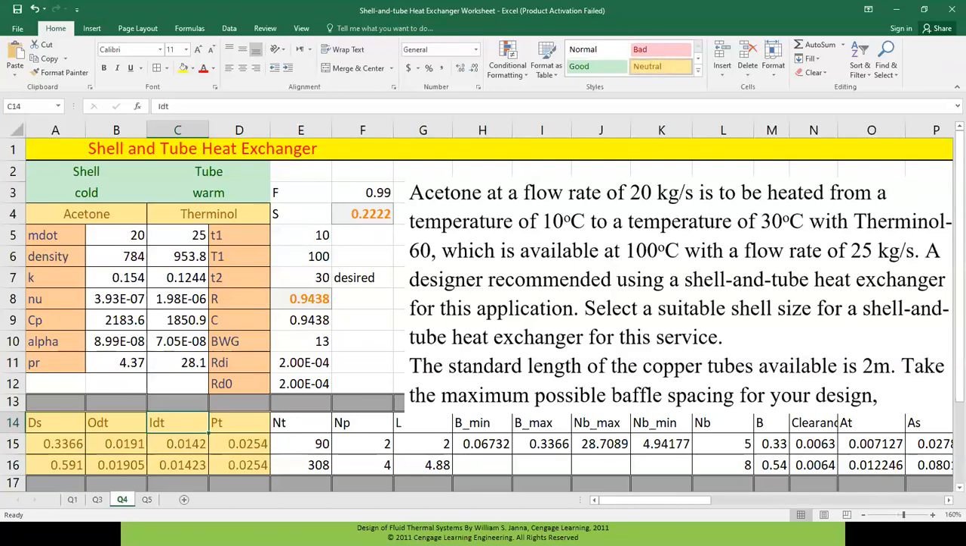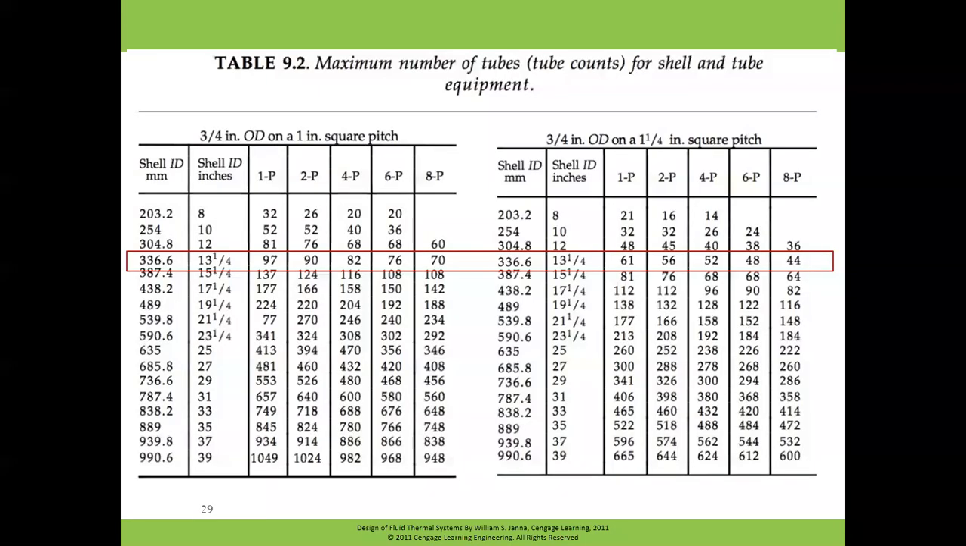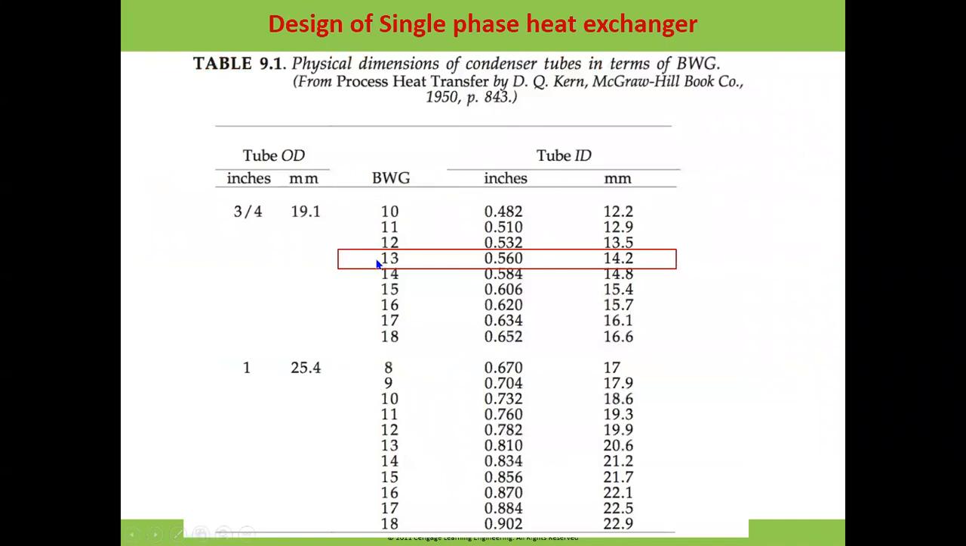For the inner diameter, we need to select the BWG. We need to choose the BWG. Here we have several BWG values, like this one for tube outer diameter of 3/4 inch, and this one for when the tube outer diameter is 1 inch or 25.4 millimeter. In our case it is 3/4 inch, so this is applicable for us. Which BWG we choose depends upon the strength requirement. You have to carry out a strength analysis to determine what thickness of the tube you need, which is not in our scope, so we are not doing this.